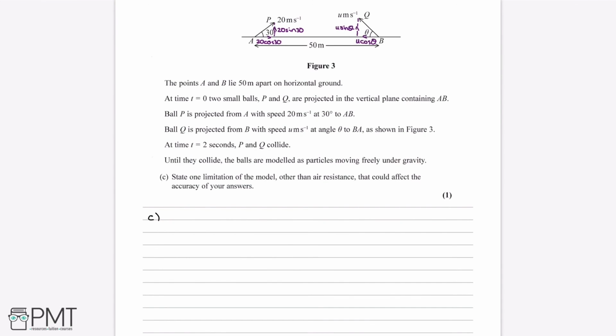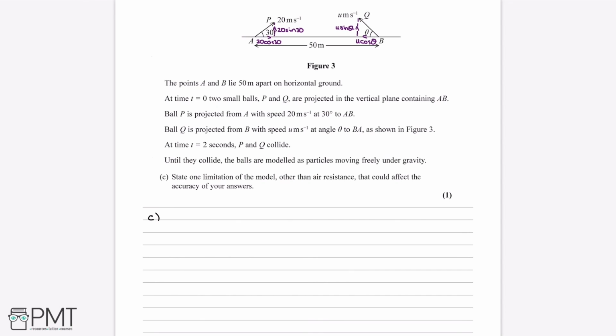So part C is asking us to now state one limitation of the model, other than air resistance, that could affect the accuracy of your answers. Now, the mark scheme actually gives quite a few different things that we could put, as well as stating that any factor that's relating to the model, as stated in the question, will get you a mark. So there's quite a big variety of things you can put.